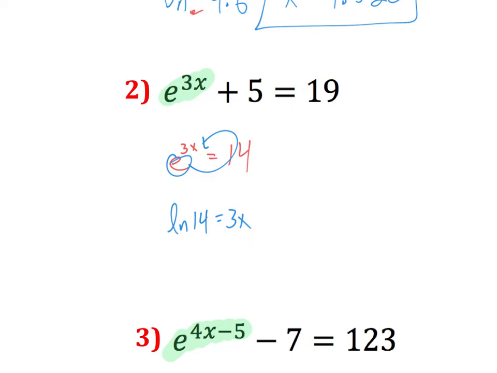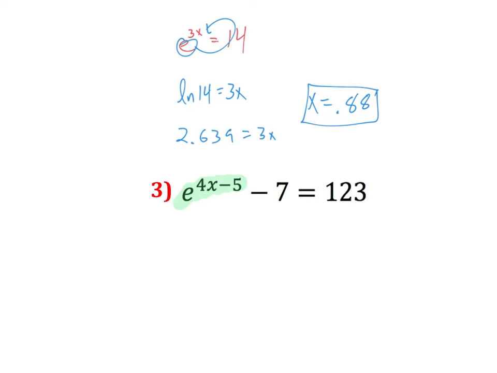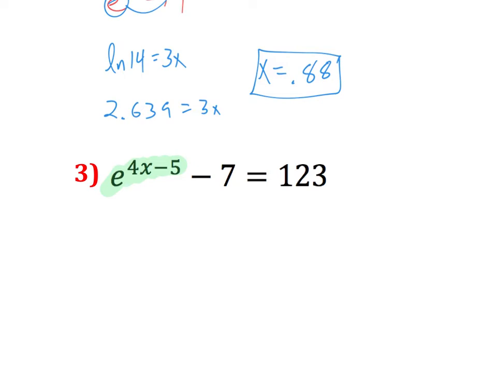The left side is straight into the calculator. Natural log of 14 is about 2.639. So 2.639 equals 3x. Therefore, if I divide by 3 to solve for x, I would get 0.88 after rounding. So again, we got trapped in exponential form, threw ourselves into logarithmic form, used the calculator, and then divided out 3 at the end. All right, let's see one more, and then we're going to get into some applications, I believe. Yes. All right. So for this third one, we want to get the e by itself.